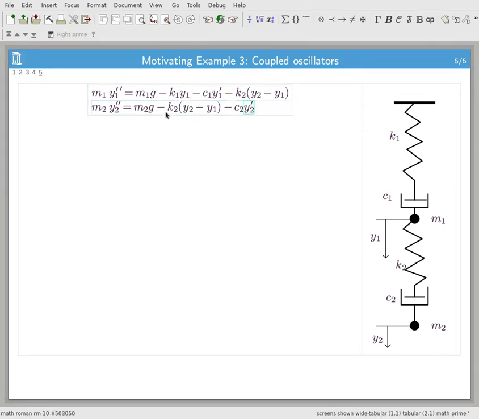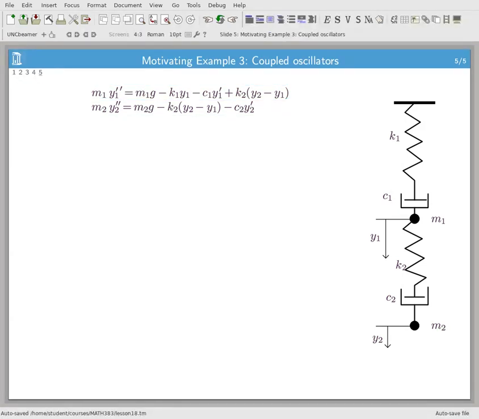As a final check, we have to look at the signs and notice that in the second equation, when y2 is greater than y1, that's an extension of spring 2. That extension of spring 2 tends to give a restoring force in the negative direction, so this sign over here is correct in the second equation. But when the second spring is extended, that force on mass 1 tends to pull it further down, so the force that we have here has to have a positive sign.